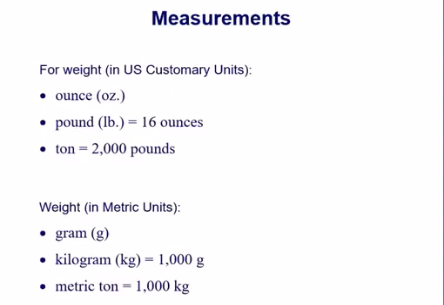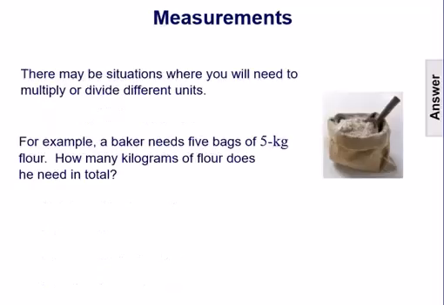For weight in U.S. customary units, we have ounces, pounds, where a pound is 16 ounces. You have a ton is 2,000 pounds. And you have weight in the metric units being a gram, where a kilogram is 1,000 grams and a metric ton is 1,000 kilograms. So there may be situations where you will need to multiply or divide different units.